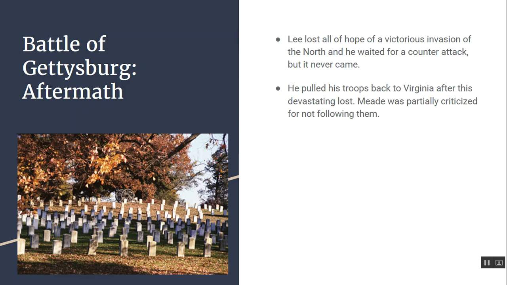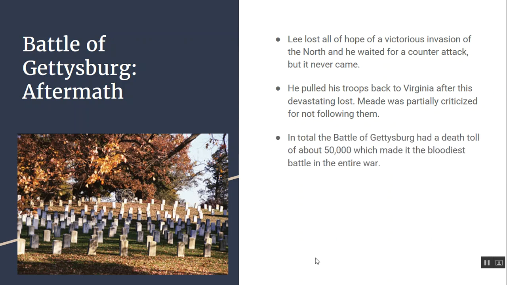After this devastating loss, Meade was partially criticized for not following them because they thought they could completely decimate the Confederate army if he had followed them, but Meade didn't know what would have happened. Meade didn't know, like I said before, if there was a counterattack. Meade didn't know if there were more troops waiting for him, so he decided to play it safe.